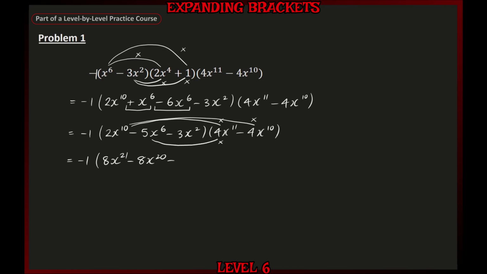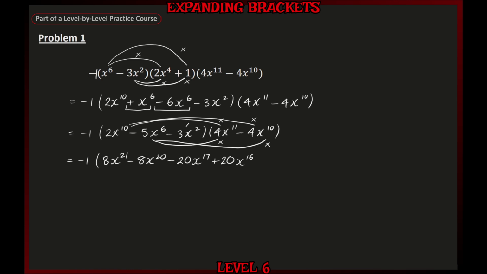Minus 5x to the power of 6 multiplied by 4x to the power of 11 gives us minus 5 times 4, which is minus 20, and x to the power of 6 times x to the power of 11 is x to the power of 17. We have minus 5x to the power of 6 multiplied by minus 4x to the power of 10. Minus 5 times minus 4 is plus 20, because we're multiplying together two negatives, and x to the power of 6 times x to the power of 10 is x to the power of 16.